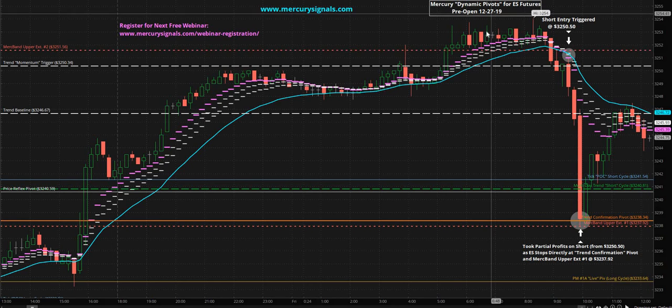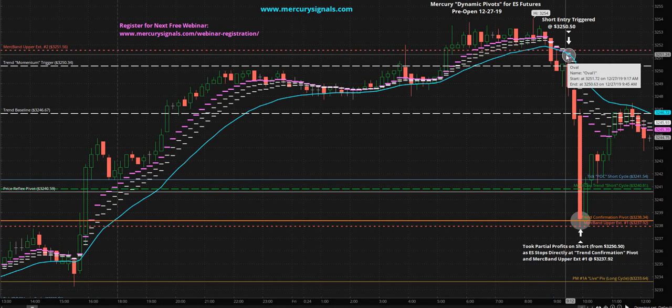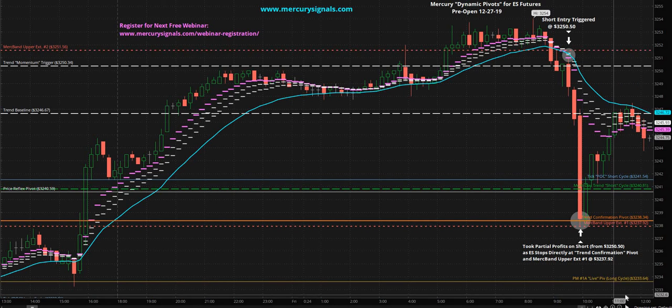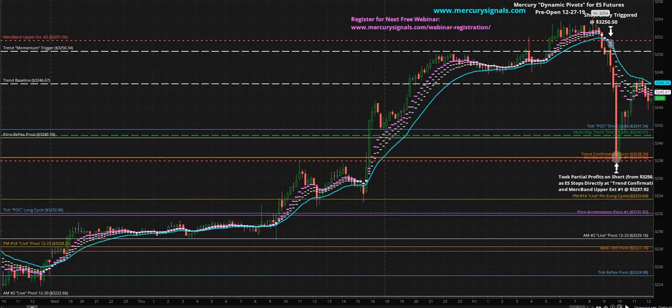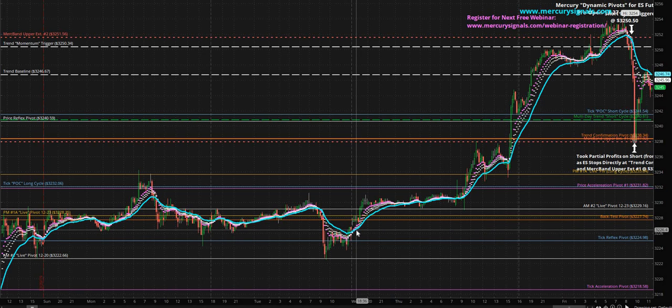But the beauty of this whole system is you've got a live chart that shows you the trade entry visually. White dashes cross from above down through the cyan line, it's a short. If we go back a couple of days, white dashes cross up through the cyan line, it's a long. So, would you like to have gotten long at 32.26 on Wednesday in Globex and ridden that all the way up to 32.50?